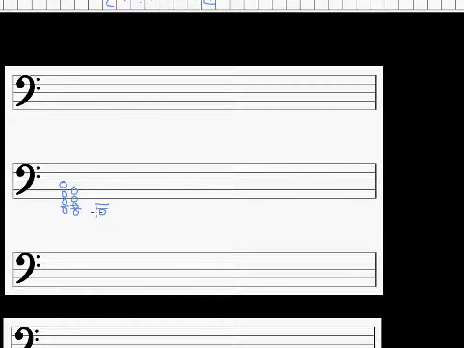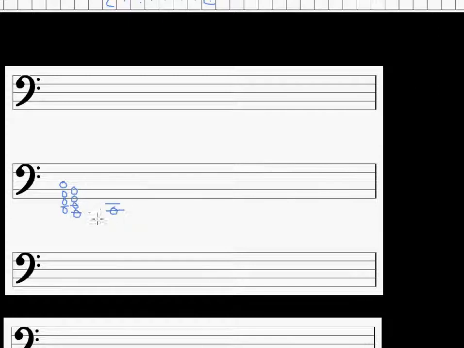No, I have done that wrong. So we've got C. That's what I did. That note's there, and then that note is on the line. I went one too many. I went 2 spaces. So this note here is the C below, and we know that's right. Here's G, here's E, and here's C.